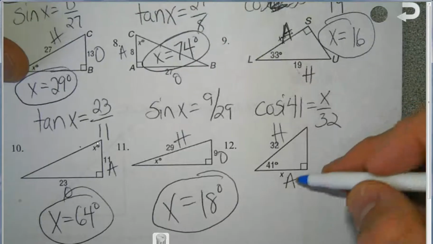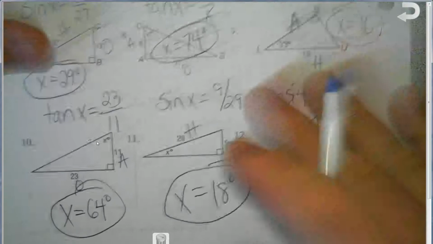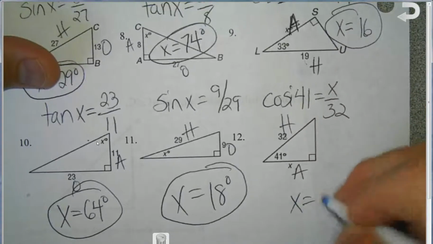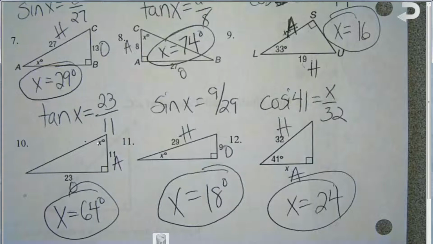And then finally, number 12. We're multiplying, and x is equal to? Okay. Workbook. Oh, man.